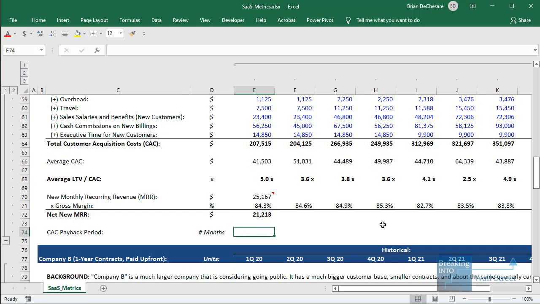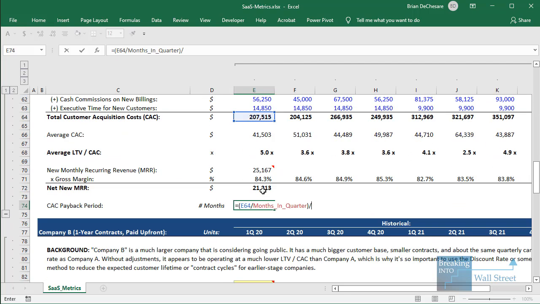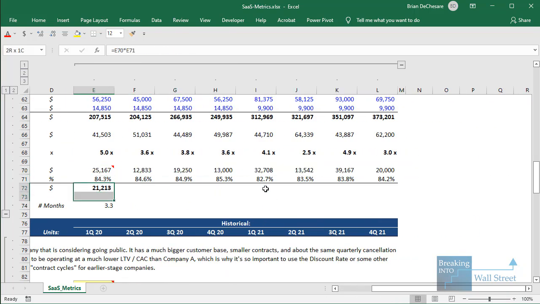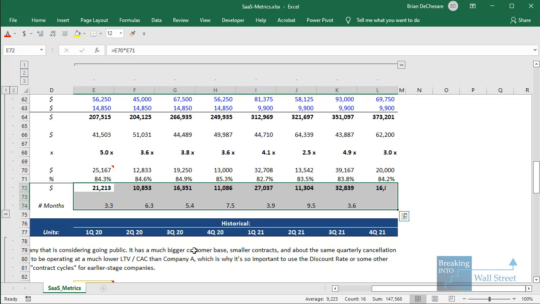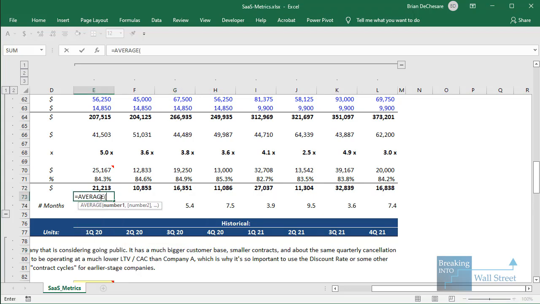And then for the CAC payback period, we want to take the customer acquisition costs here, which again is on a quarterly basis. So we want to divide this by the months in the quarter, 3. And then we'll divide this by the net new monthly recurring revenue. And that gives us our payback period. Let's copy and paste all these over. And so we can see that on average, it takes probably between 3 and 7 months for this company to pay back its sales and marketing required to win new customers. If we take an average, it comes out to about 6 months here.